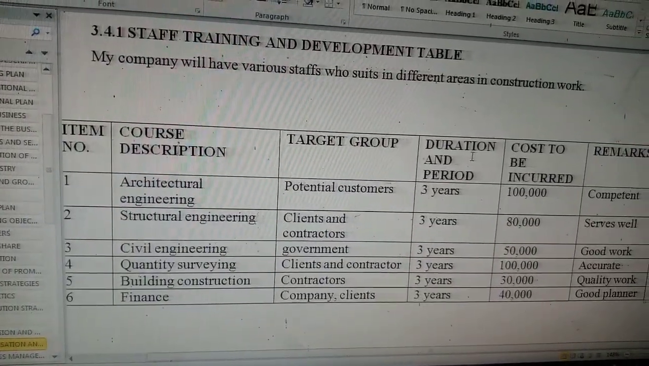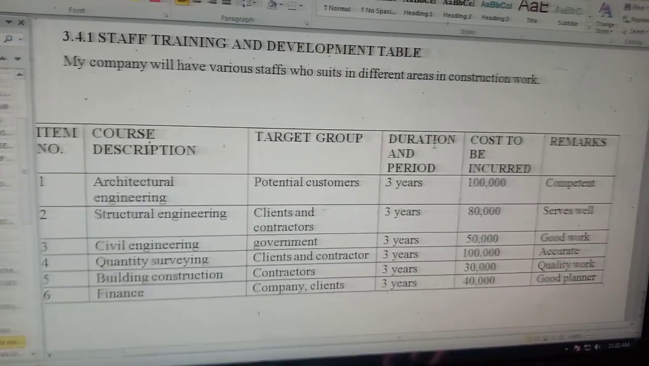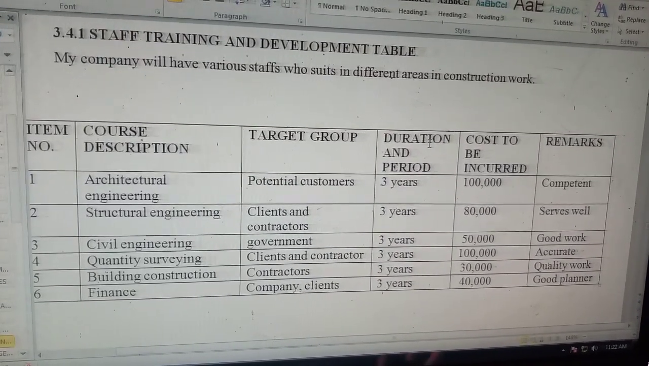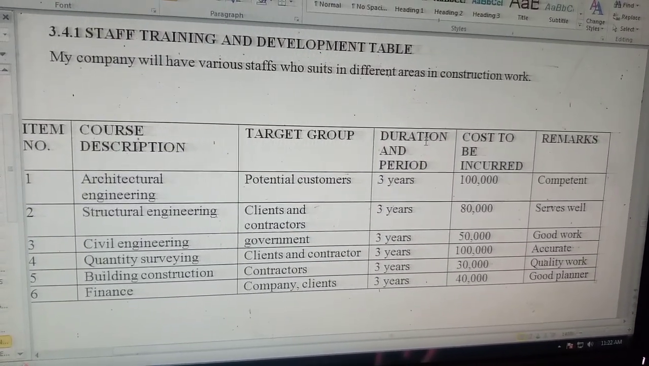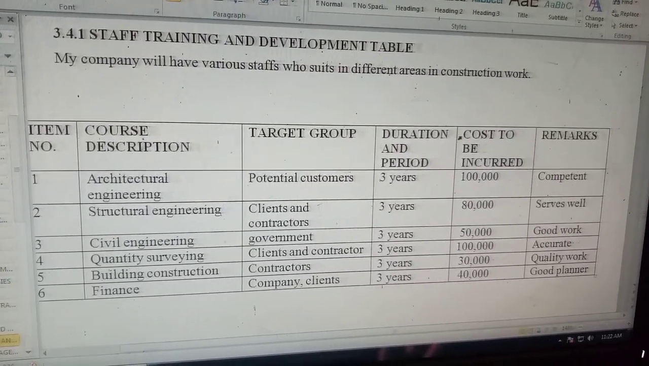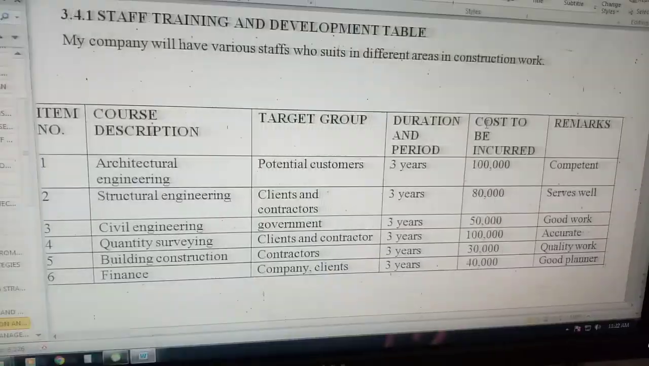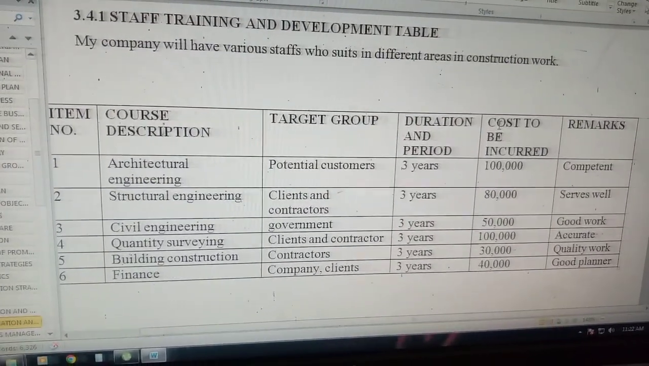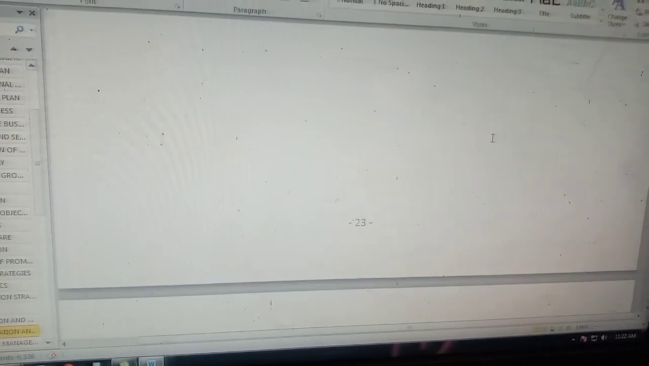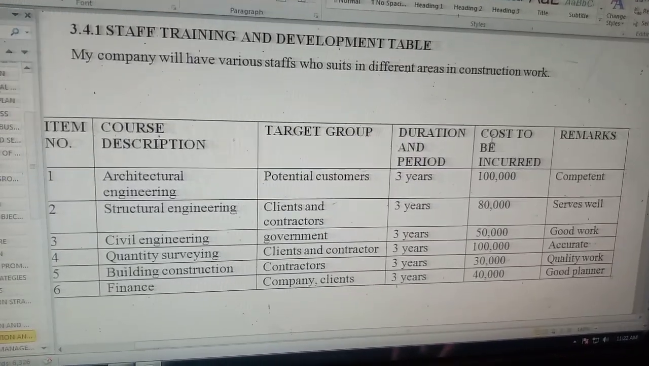For mine, I had listed architectural engineer. As you can see, potential customers, duration and period 3 years, cost to be incurred 100,000, remarks competent. The cost to be incurred is the cost of training the worker, not the salary, the cost of training the worker. And the other ones, as I've listed down. In the remarks, you say how the person is coping with the training.